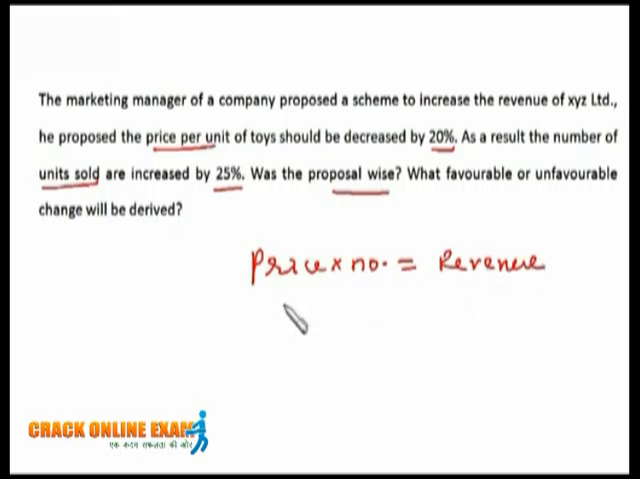Now let's assume the price per unit is 10 and the number of units is also 10. So the total revenue generated is 100. Now he proposed the price per unit should be decreased by 20%. That means the new price is 8 and the number of units is increased by 25%. That means the new number of units is 12.5. So it's again 100. That means there is no change in the revenue. Initially it was 100 and after this scheme the revenue is still 100.